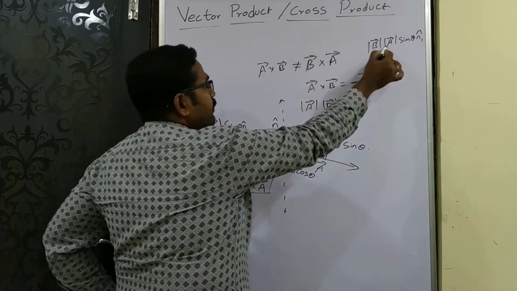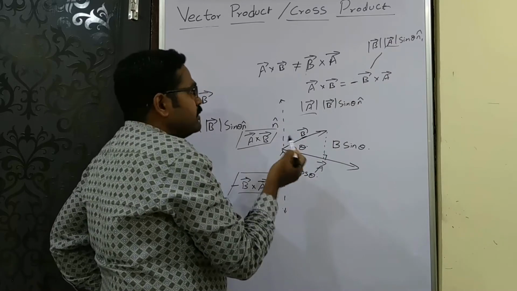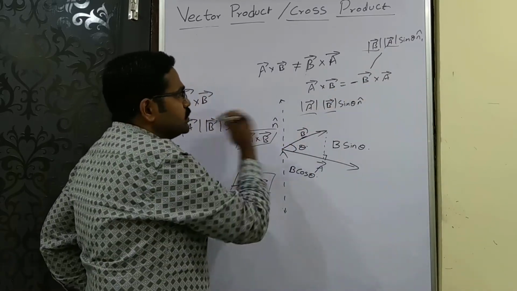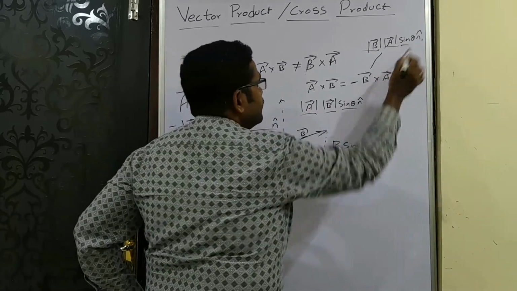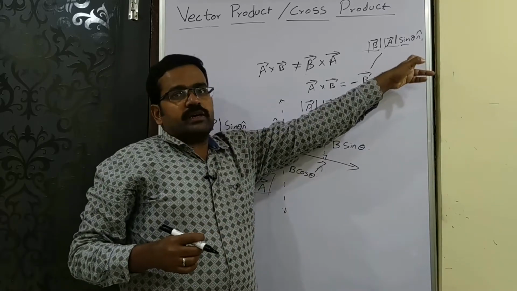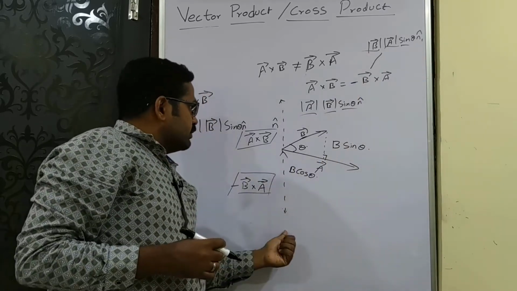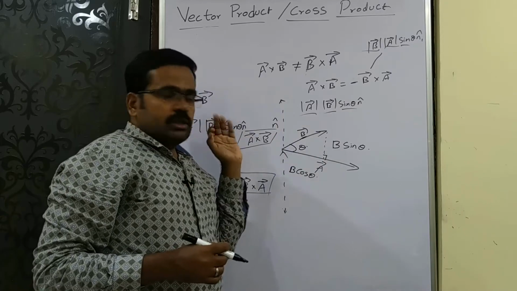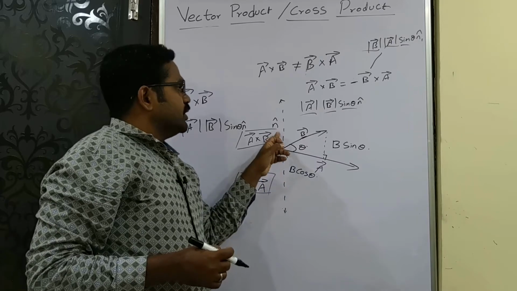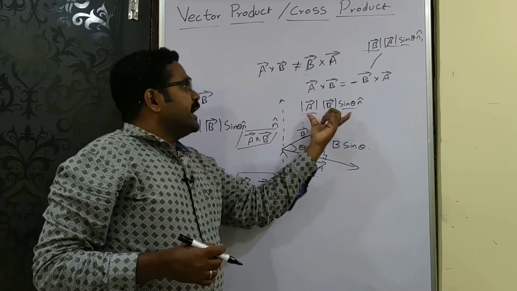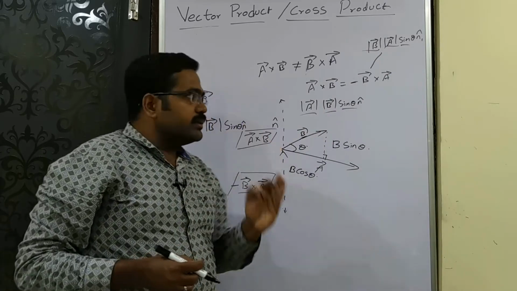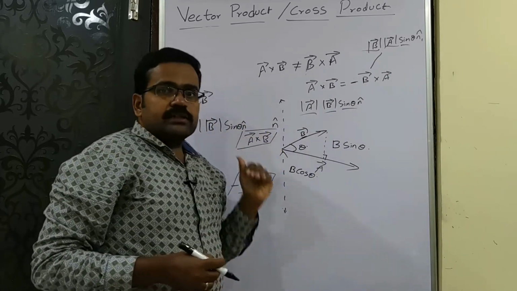Here you see, mod of A will be equal. Mod of B will be equal. As theta is not changing between these two vectors, sin theta and sin theta will be equal. So what is not equal here? n cap and n1 cap. So n1 cap is towards downward direction, n cap is towards upward direction. If I change the direction of n1 cap, the n1 cap will be in direction of n cap. So the magnitude of this and this is similar. The only difference is direction. One is in upward direction, the other one is downward direction.